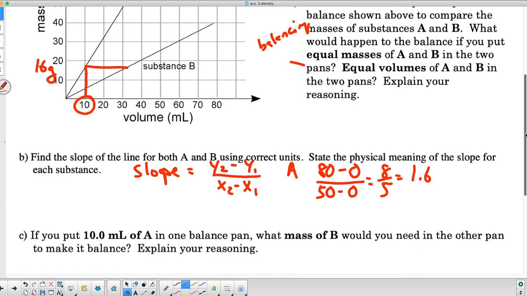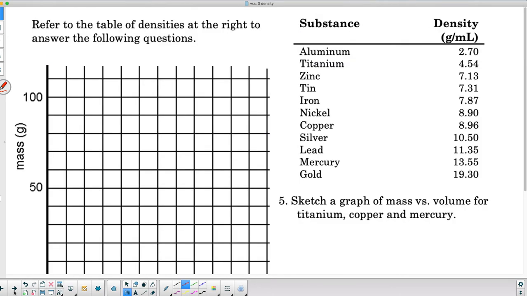What mass of B would you need in the other pan then, so that it balances? To make it balance means 16 grams of A, you'd have to put 16 grams of B in the other pan. And that's it. All right, good luck with that. I'm going to move on to the next one. This video is getting too long.